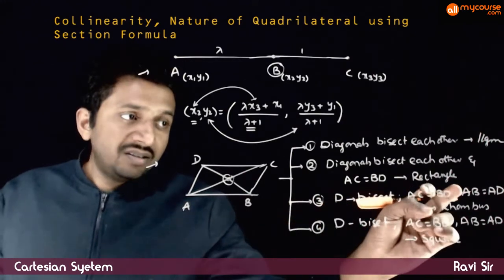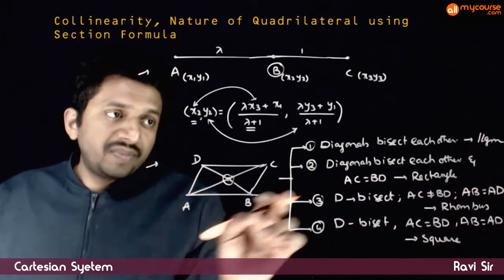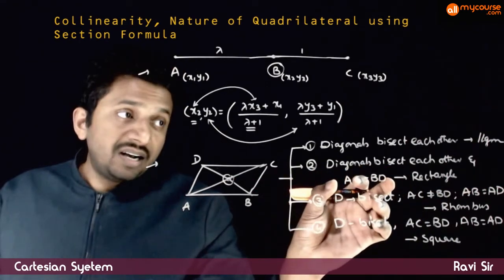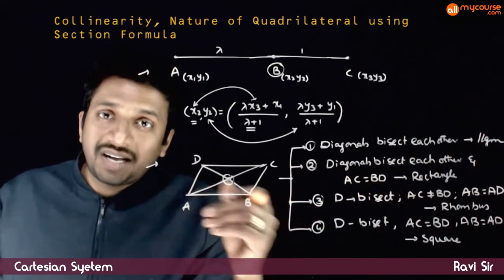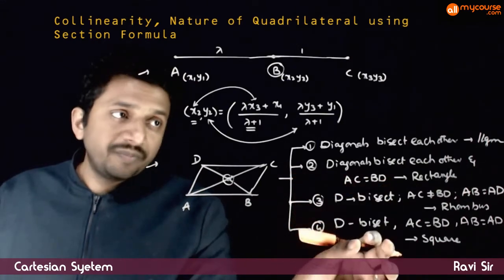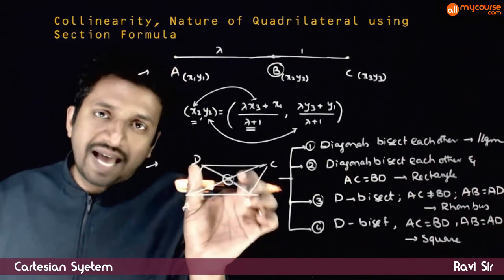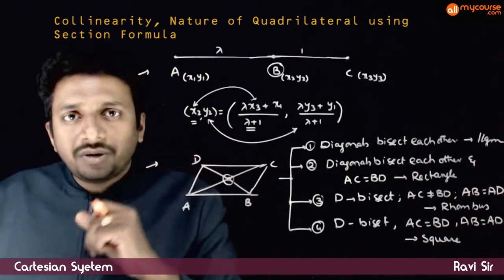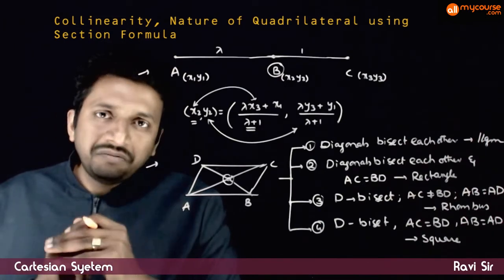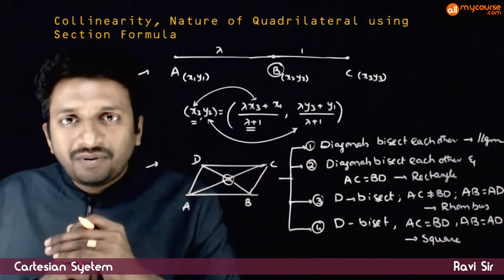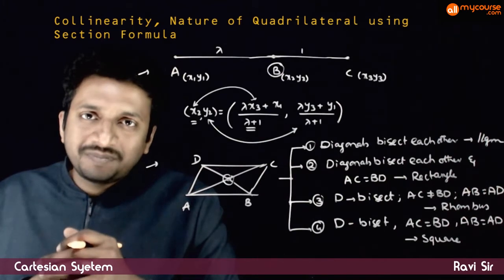If diagonals bisect each other, the adjacent sides are equal but diagonals are not equal, then it is a rhombus. If diagonals bisect each other and diagonals are equal but the adjacent sides are not equal, then it is a rectangle. If adjacent sides are equal, it becomes a square. If just diagonals bisect each other and no other conditions are satisfied, that is, diagonals are not equal, adjacent sides are not equal, it means the figure is just a parallelogram. So this is how you categorize the nature of a quadrilateral using the section formula as well as distance formulas.